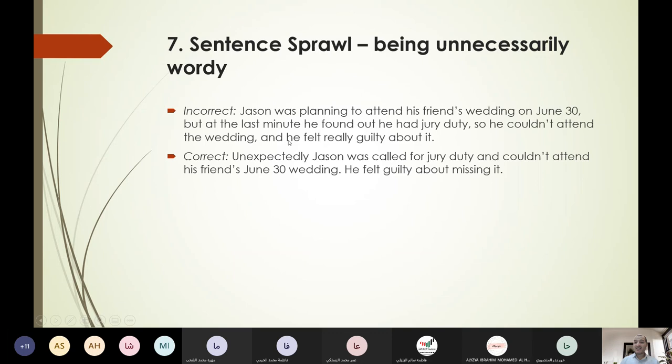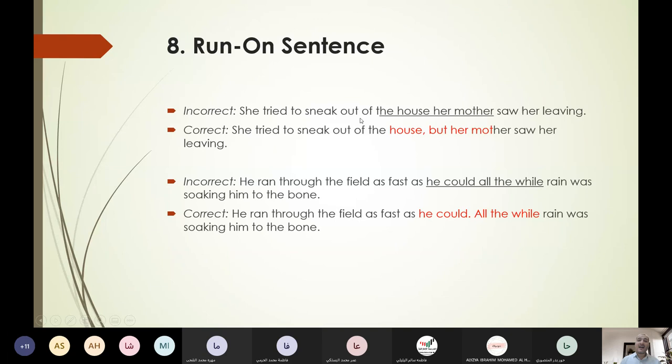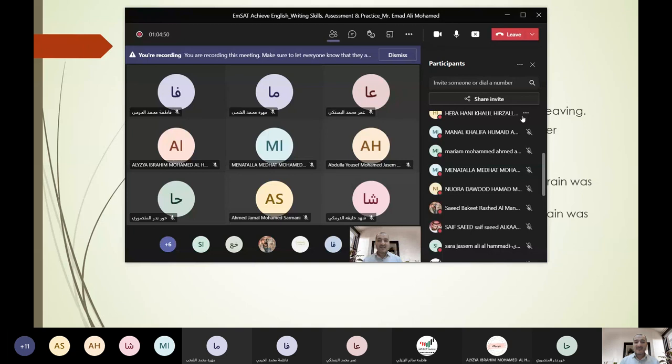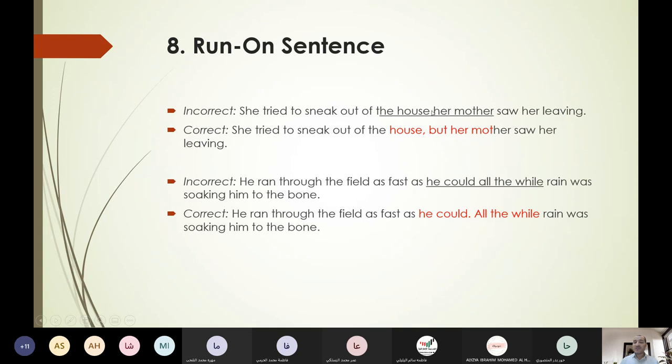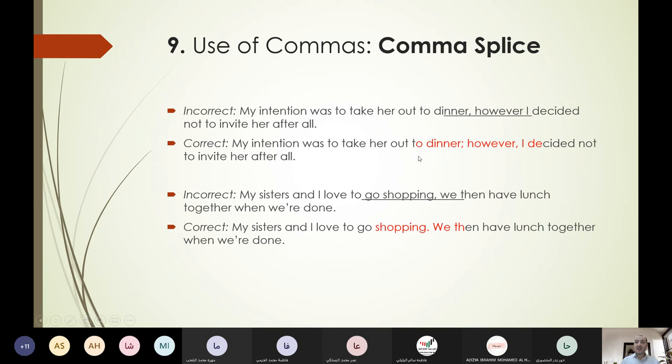Rhinon, what do you mean, Rhinon? She tried to sneak out of the house. Her mother saw her leaving. Oh, this is a common mistake, actually. You see, she tried to sneak out of the house. Her mother saw her. There's no conjunction here. You must use a comma, but her mother saw her. Okay? And so on. Comma splice is when you use a comma without a conjunction.